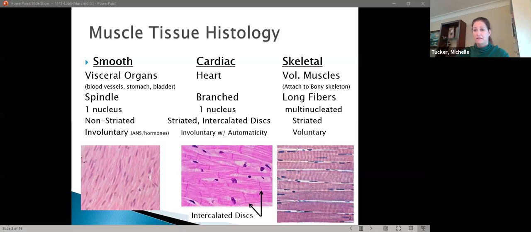And then we get to skeletal muscle fibers, which are very long, and in order to become that long, they become multinucleated, and those nuclei get squashed up underneath the plasma membrane and flatten out, causing these disc-like structures. And then it's also heavily striated.